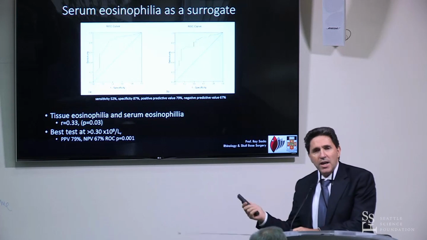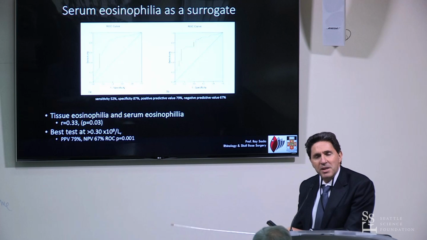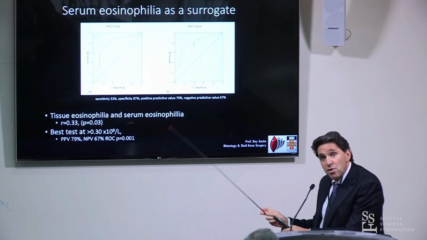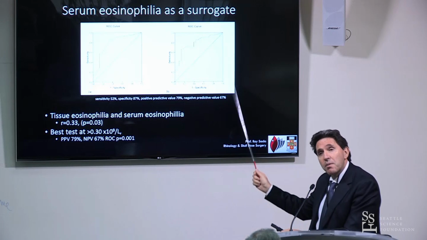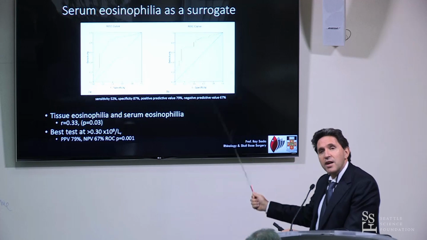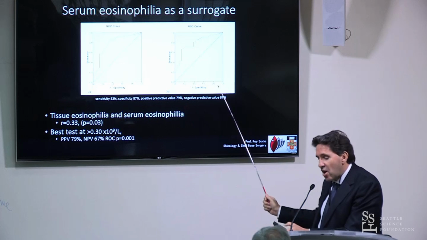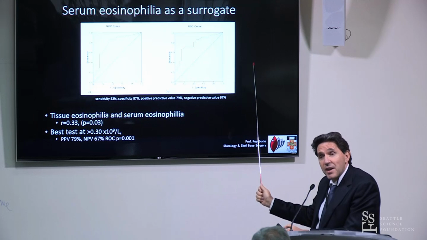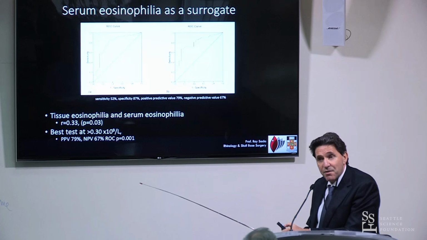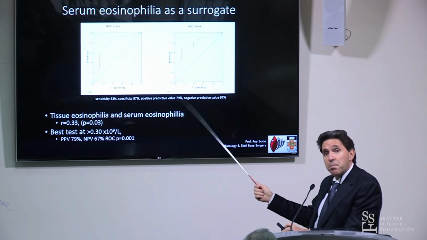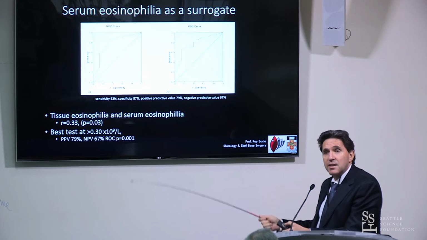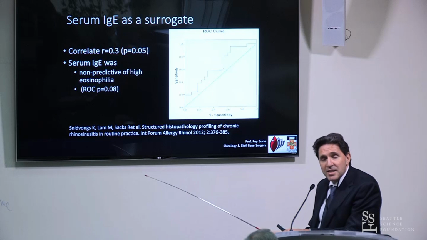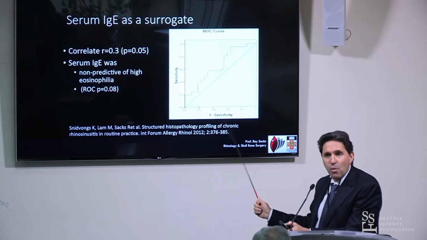Some might say, well, why do you bother with a tissue biopsy? Serum eosinophilia is a simple blood test. Well, the truth of the matter is that that's true. It is a simple blood test. And if you've got a positive serum eosinophilia, you're going to have a high tissue eosinophilia. But there are a lot of cases where you get a very, very high tissue eosinophilia with a completely normal serum eosinophilia. So if it's positive, very valuable. If it's negative, your tissue is still going to change the way you manage your patient. What about serum IgE as a surrogate? In truth, it's really a waste of time.